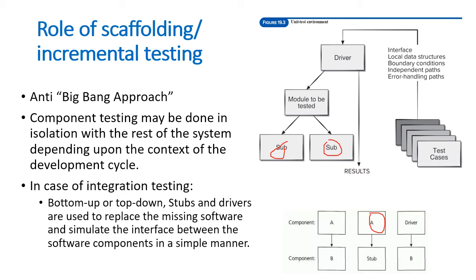To test A, we use a stub. And vice versa, if we want to test B but A is not ready, then we use what we call a driver. So in this incremental testing, we test all the modules or all the interfaces one by one. We choose either bottom-up or top-down. In between, if there are any components which are not ready yet, then we replace them with stubs or drivers.